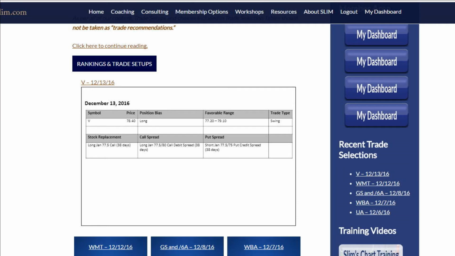So what do we have here for today? Well, remember we said that Visa was a level 1 setup. It is a swing trade. In other words, we think this is going to be something like potentially 10 to even as long as 50 days for a swing trade. The symbol is Visa. The bias is long, and our favorable entry range is 77.20 to 79.10. So that is the information on the trade setup based on our analysis.